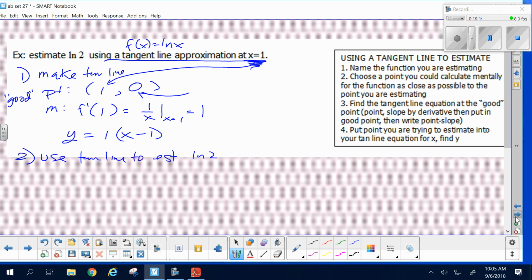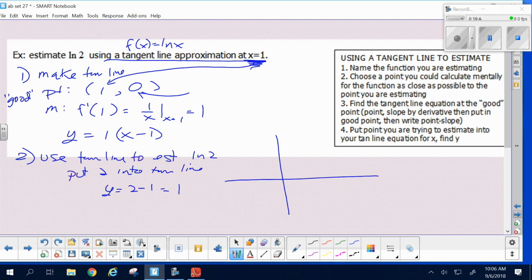Rather than put 2 into the natural log function, which I don't know, that's the whole problem, I put 2 into the linear equation. Put 2 into the tangent. Y equals 2 minus 1, or 1. So we're claiming that the natural log of 2 is about 1.